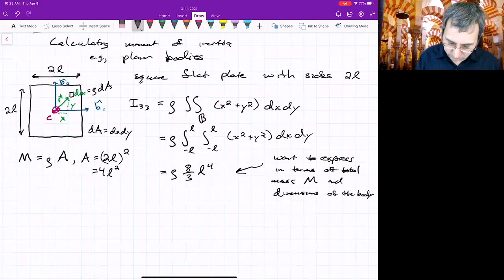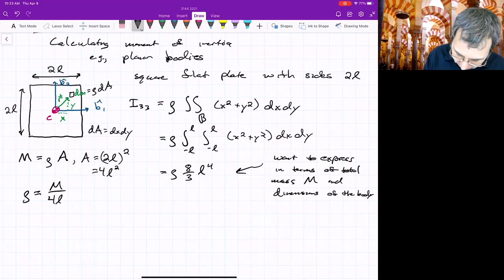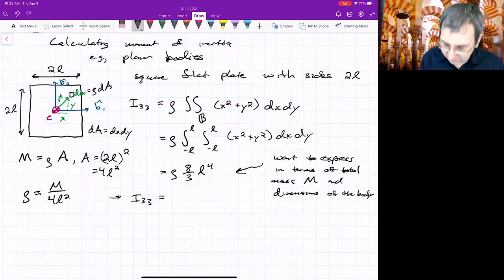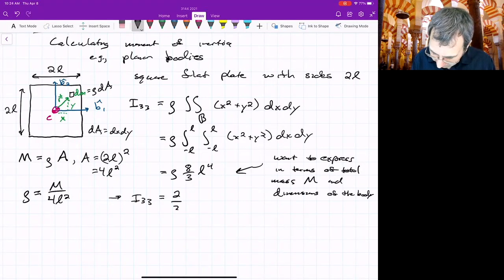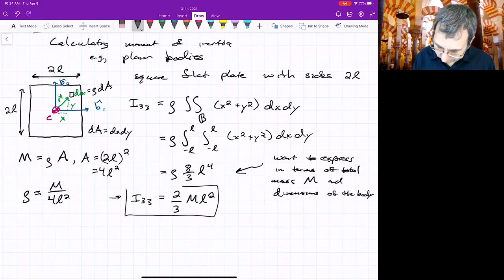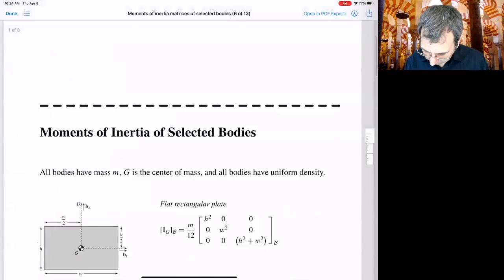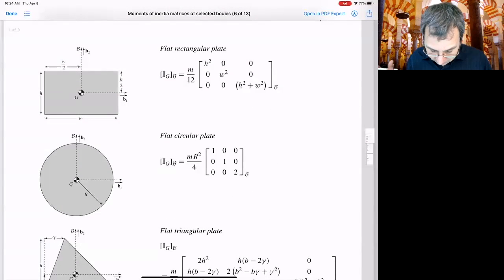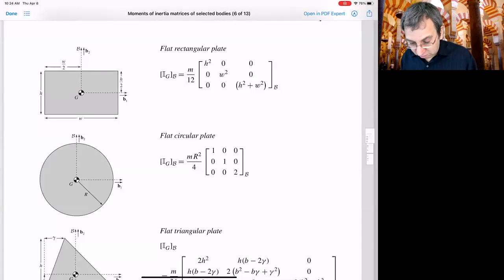And so then using that, we could find out what's rho in terms of the total mass, plug it in there. So I33 ends up being 2/3 ML squared. And that, I'm guessing, agrees with what we had in our little lookup table. Flat rectangular plate. So just based on how they wrote it, what we have is a special case of a flat rectangular plate where W and H are both equal to 2L. And if we put that in there, what would we get? We'll get, yeah, same thing.